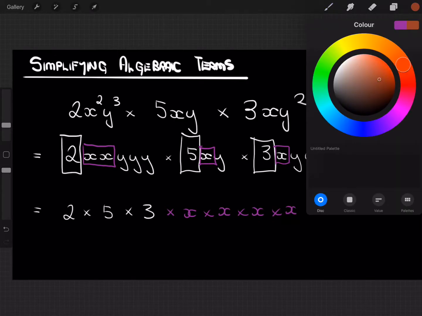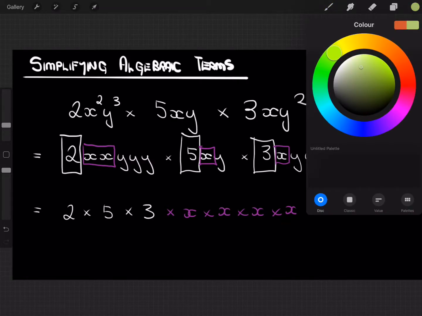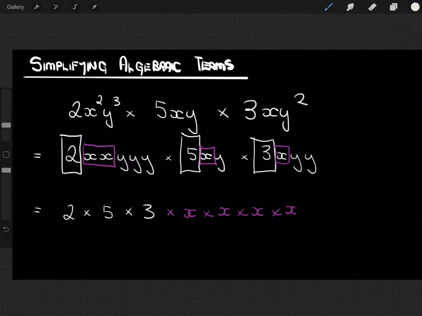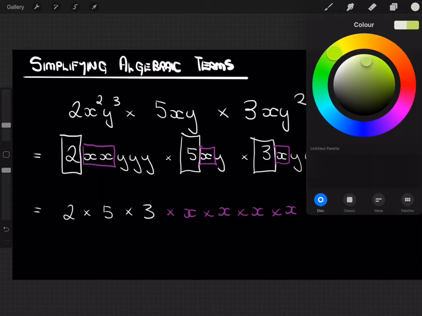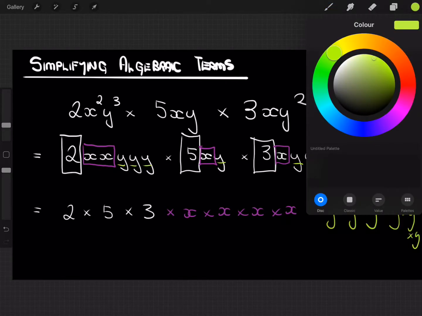And then finally, we've got y times y times y times y times y times y. Okay, so let's just put all this together and simplify.